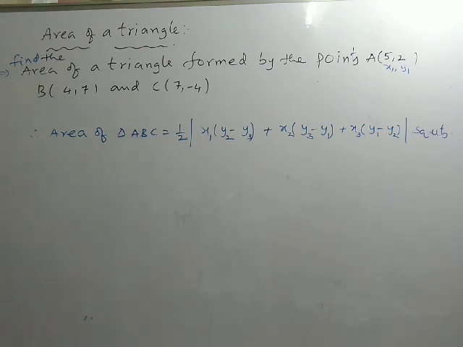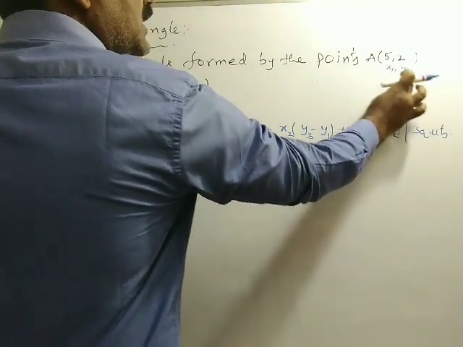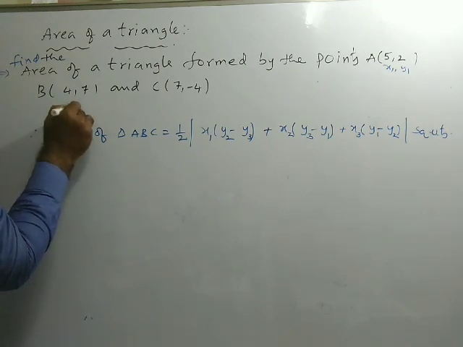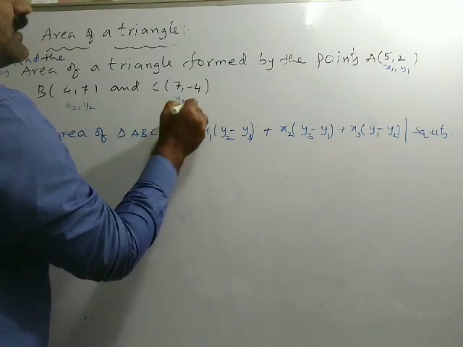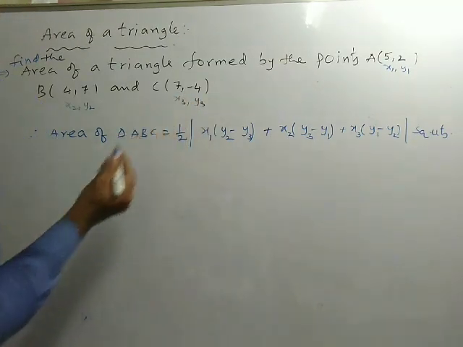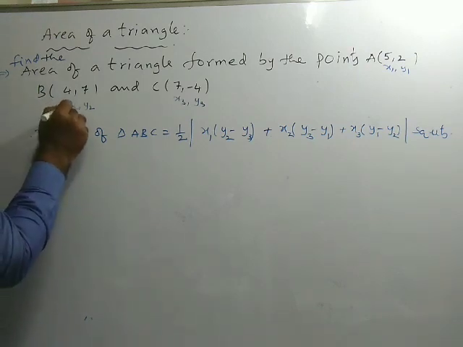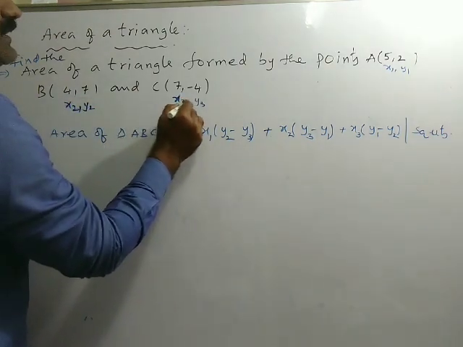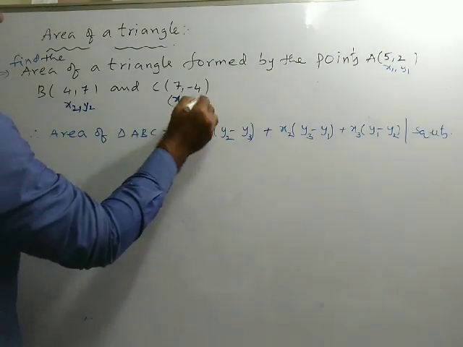So coming to the problem, first point coordinates are always x1, y1, and the second point you can assume as x2, y2, and third point coordinates are x3, y3. Okay, so let us substitute these values in the formula.